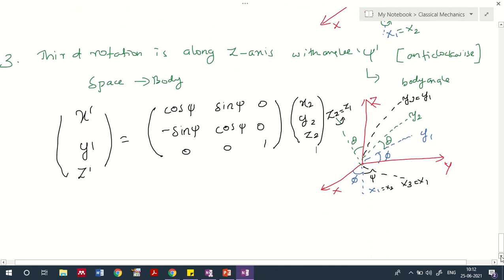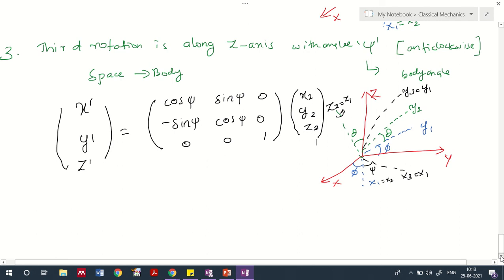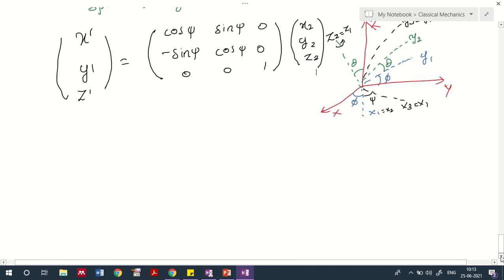This is how we do our operations on Euler's angles. By three successive rotations we can actually go from a space set of coordinates to a body set of coordinates.